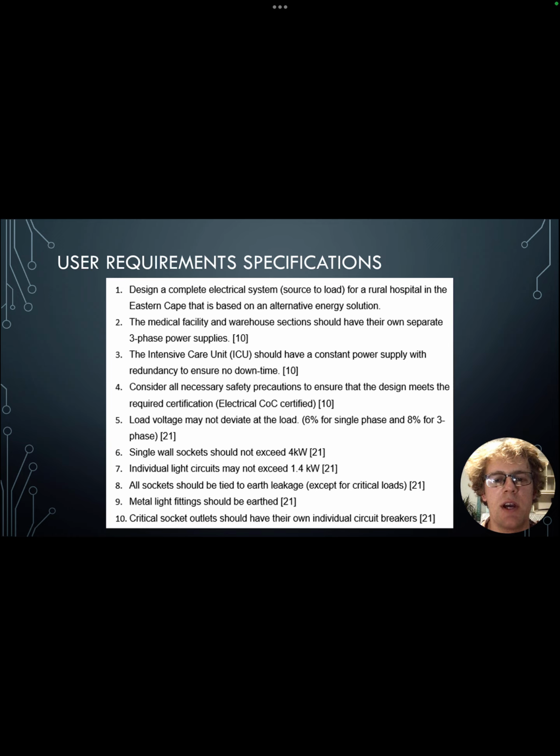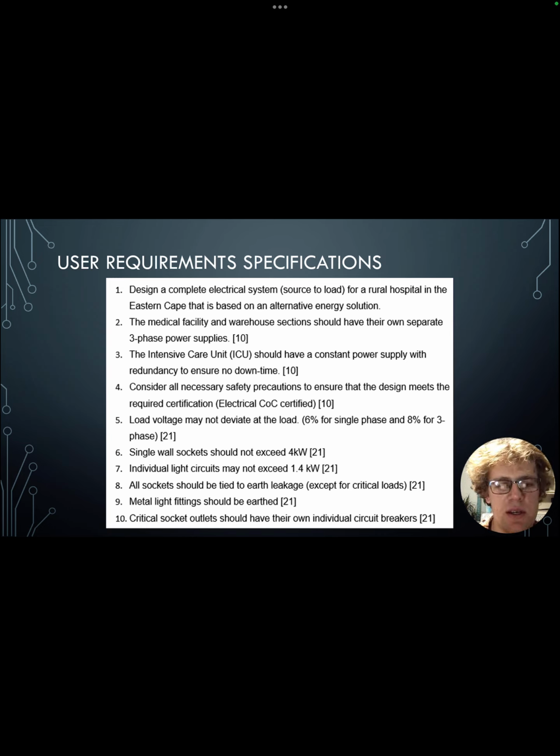The user requirement specifications of the project. These specifications were basically compiled from the requirements provided by UNISA, by the EAL3601 module content, and also considerations were made towards the practical requirement of the project and what needed to be done. There are 10 user requirement specifications, and there are further details on them in the report. Design a complete electrical system, source to load, for a rural hospital in the Eastern Cape that is based on an alternative energy solution. So the project must use some form of alternative energy.